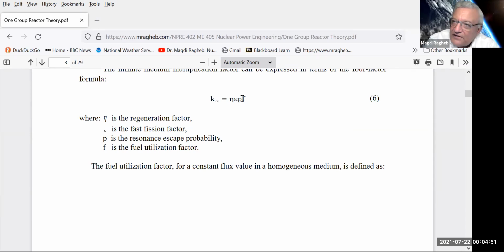P is the probability of escaping those very nasty resonance regions, peaks in the intermediate neutron energy range that we observed when we looked at the plots of the cross sections as a function of energy. And F is some kind of an efficiency, which is the number absorbed in the fuel. We call it the fuel utilization factor, divided by the absorption in the fuel plus the moderator plus the structure plus the coolant, everything else in the nuclear reactor.